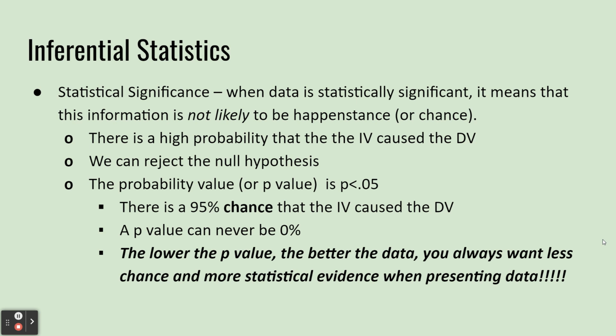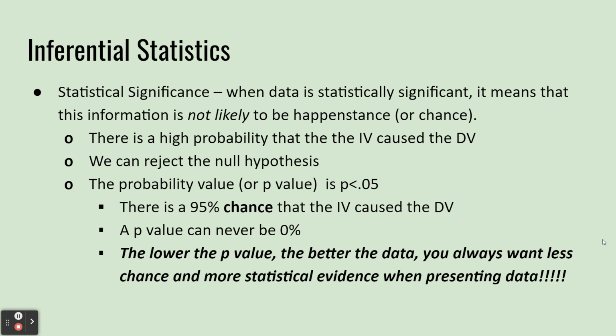Please keep in mind that when the p-value is 0.05, it just says that there's a 95% chance that the IV, the independent variable, caused the DV, the dependent variable. It just says we're pretty sure. But someone will need to replicate this, and they'll also need to test it to make sure their results are statistically significant. Also know a p-value can never be 0.